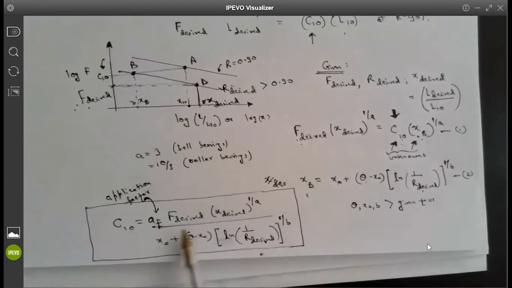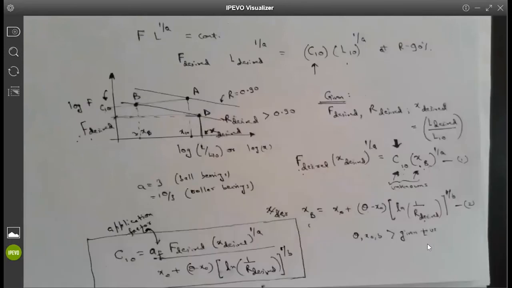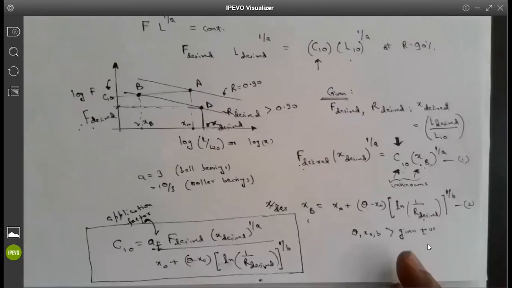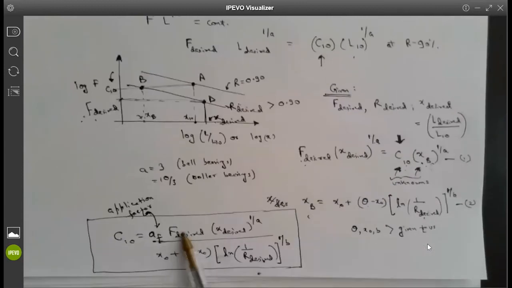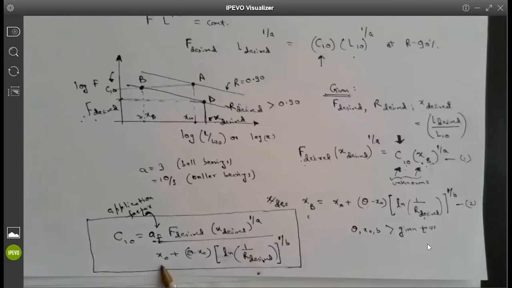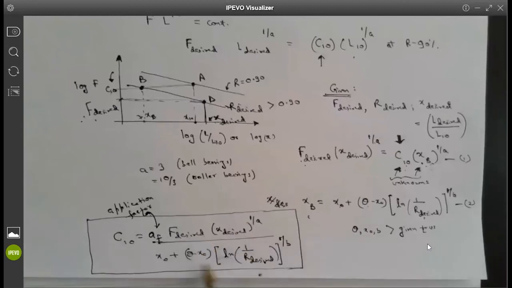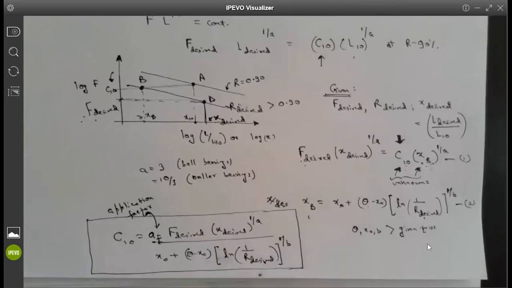But going through all these details, you see the inner workings, or basically how this expression is derived. You basically know that this is coming from the load-life relationship, and this expression is coming from the reliability-life relationship. Combining everything, we come up with this expression. This is all that you need to calculate C10 for radial loads, if your desired load, desired life, and desired reliability are given.